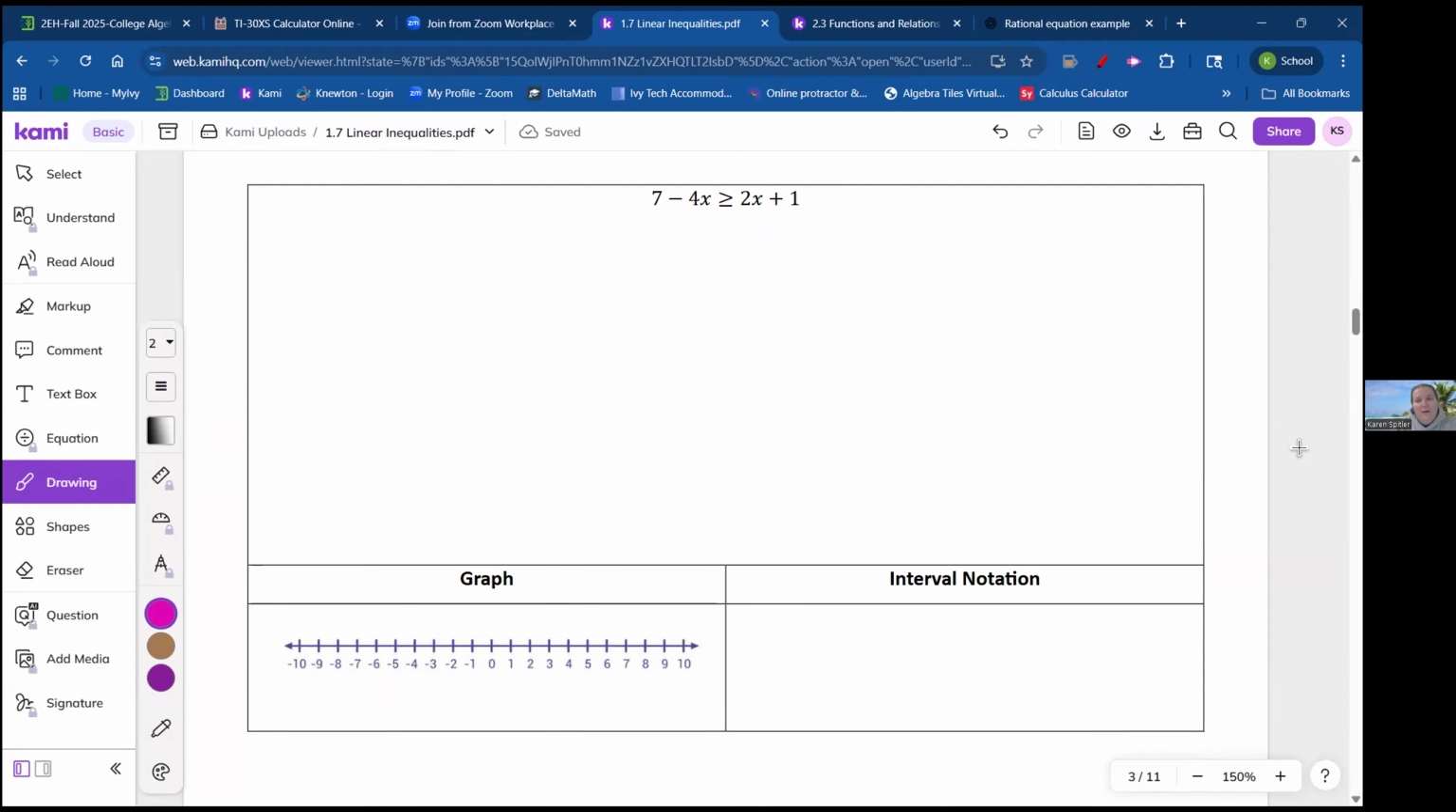All right. For our second problem, again, I do like the x being on the left, but definitely your choice. I'm going to subtract 2x, so I have 7 minus 6x is greater than or equal to 1. I'm going to subtract 7, negative 6x is greater than or equal to negative 6. I'm going to divide by negative 6, and we are going to flip that inequality symbol. Okay?